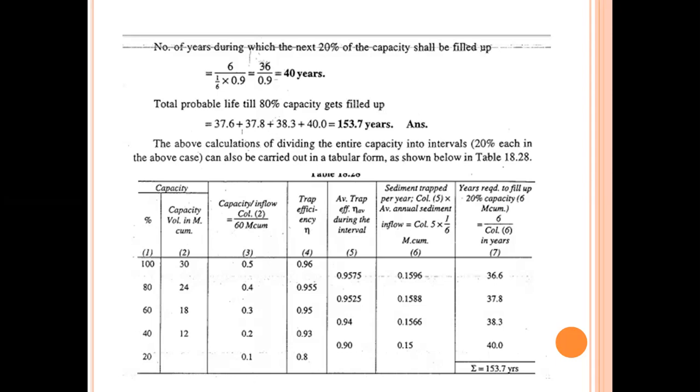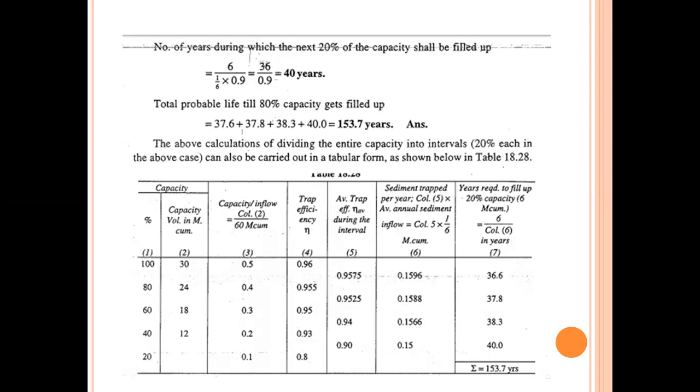Next, multiply the fifth column by the average annual sediment inflow rate, that is 1 by 6. So 0.9575 into 0.1596. Like that, you can multiply each value of column 5 into 1 by 6. We can obtain the sediment trapped per year.